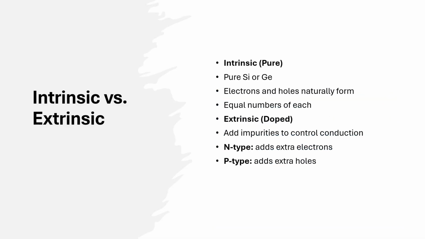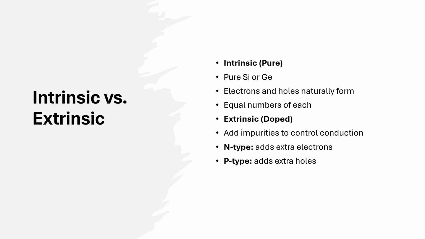Intrinsic versus extrinsic. There are two major types of semiconductors. First is intrinsic, which just means pure silicon or pure germanium with nothing added. In an intrinsic material, electrons and holes naturally appear in equal amounts. The second type is extrinsic, which just means we intentionally add impurities to change how it conducts.